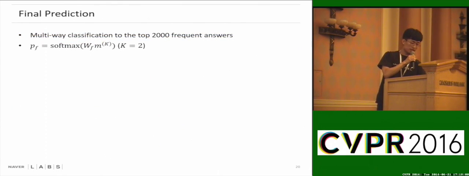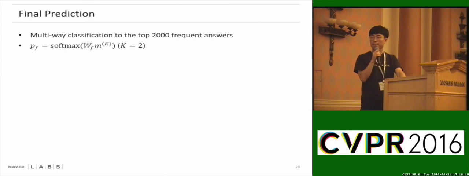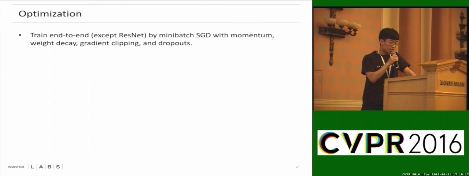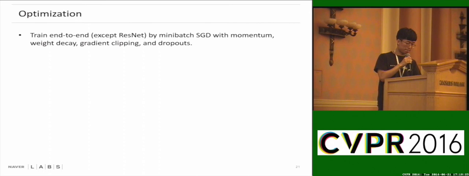Finally, the answer is predicted by multiple classification to the most frequent answers. We employ a softmax linear classifier where the input is the final memory. The whole network is trained end-to-end except the CNN part. We use the standard mini-batch stochastic gradient descent with several generalization techniques.